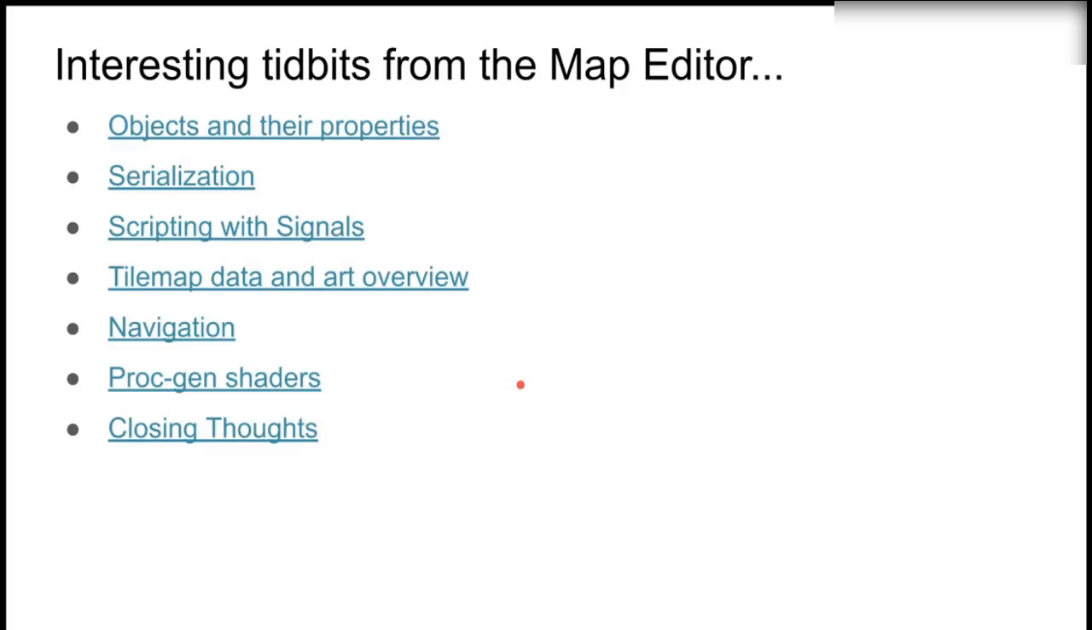So let's see how far we can get. I wanted to talk about how objects are represented in the map editor. I wanted to talk about how I handled serialization. There's some scripting stuff that we can talk about. I'm fascinated by the tile map in Louie, so I want to talk about that. Navigation and pathfinding. There's some procedural generation stuff I want to go over, and then, if we get there, I have some self-proclaimed wise words.